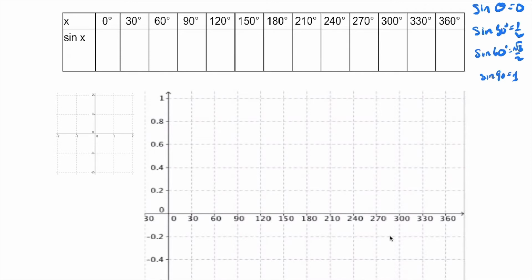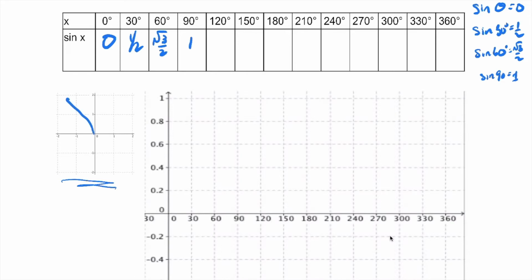So sine of 0 is 0. Sine of 30 is 1/2. Sine of 60 is root 3 over 2. Sine of 90 is 1. Now when we get past 90 degrees, this is why I provided a reference grid, so that we could go back to our basic trigonometry and get the exact value of our degrees that are greater than 90. So here we're looking at 120.